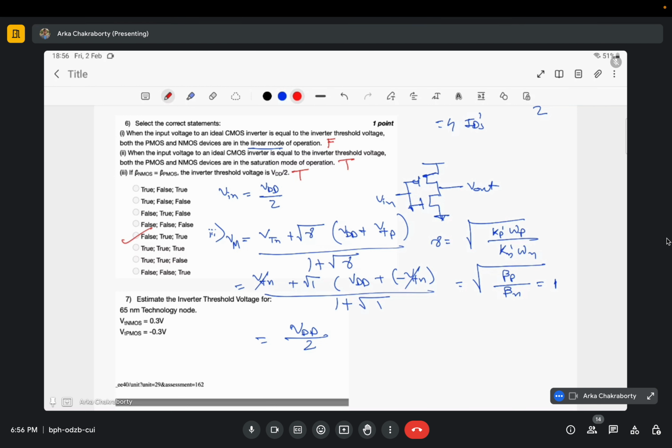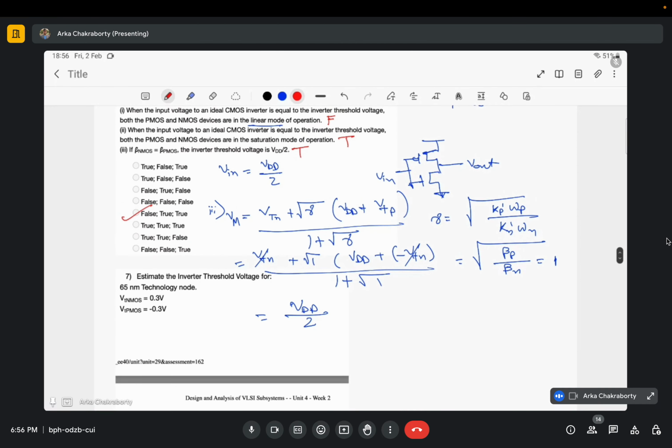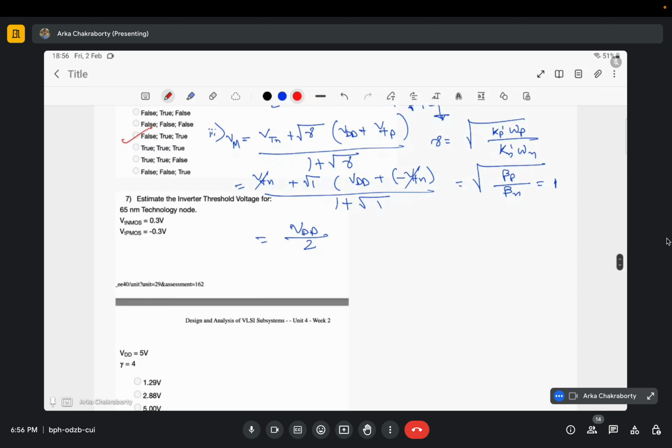Is it clear? Let me move forward. Same in the next question also. They have asked us to estimate the inverter threshold voltage for the 65 nanometer technology node. Vt NMOS is 0.3 volt, Vt PMOS is minus 0.3 volt. As I just said, I can take the mod to be equal, only Vt NMOS would be positive, Vt PMOS would be negative. That is what I did here.